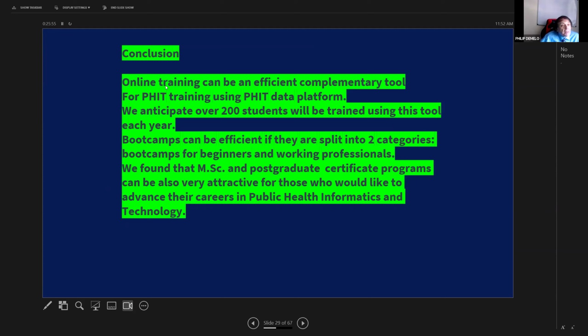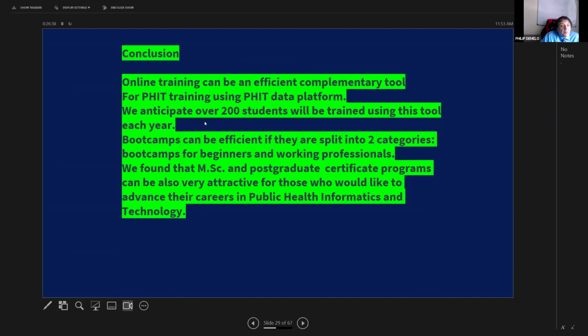Maybe you have something else you can add, so we can share. But this experience shows that online training can be an efficient complementary tool for FIT training using the FIT data platform. We anticipate over 200 students will be trained using this tool each year. This is what our data showed, 200 students can be trained. More than that is a little bit difficult because they have two-way training, so we need more faculty to work with them. So 200 students is a very realistic number to be trained each year.